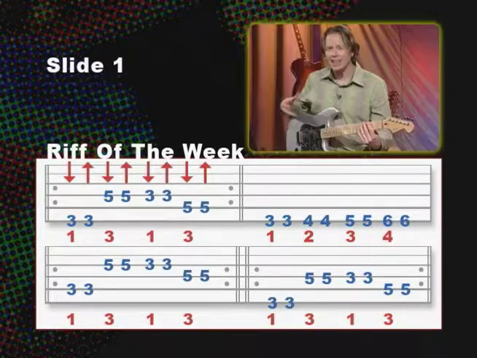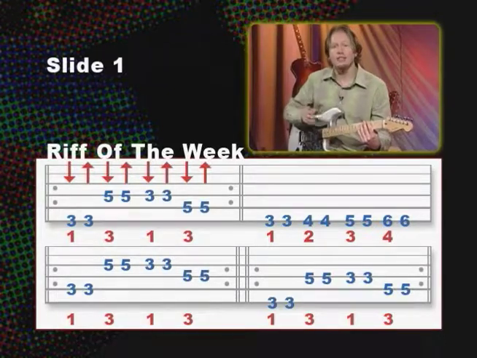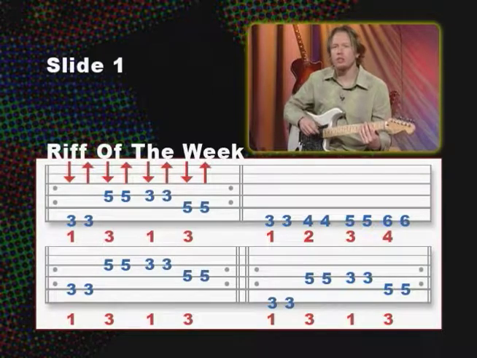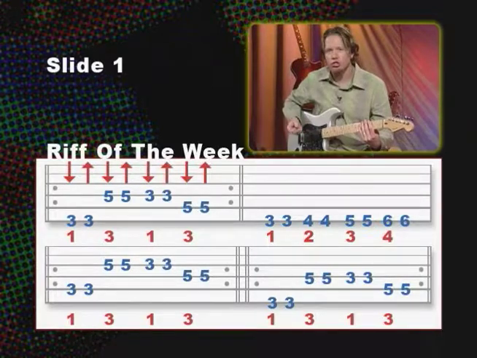Now if you'll notice the next section, we go back and it's exactly the same as the first section. There's a repeat sign there. The only difference is instead of 3 times that we did at the first section, we're only going to do it twice here. So we go back to the 6th string, play the same thing.